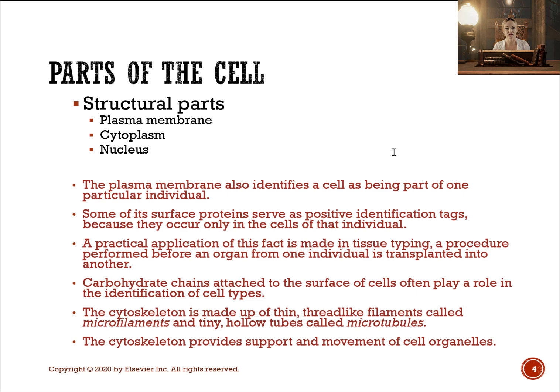Carbohydrate chains attached to the surface of cells often play a role in the identification of cell types. The cytoskeleton is made up of thin, thread-like filaments called microfilaments and tiny hollow tubes called microtubules. The cytoskeleton provides support and movement of cell organelles.